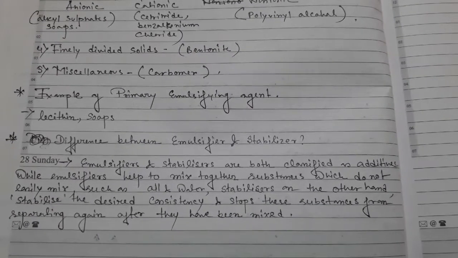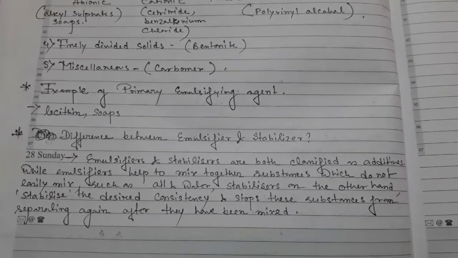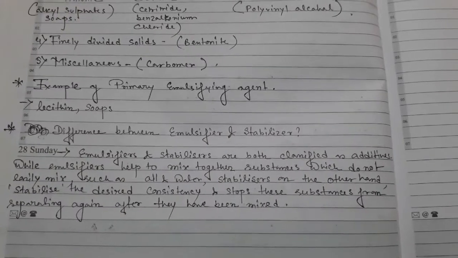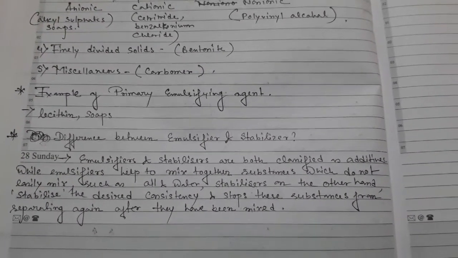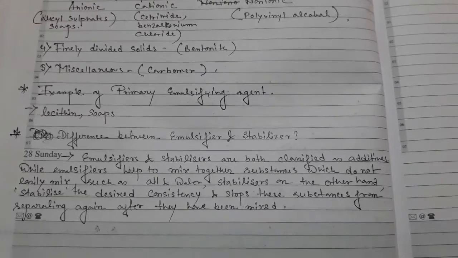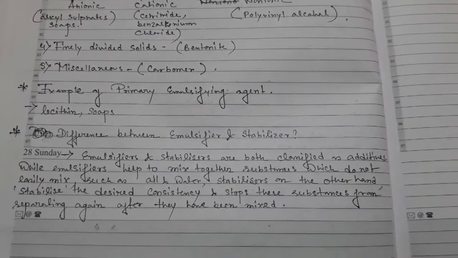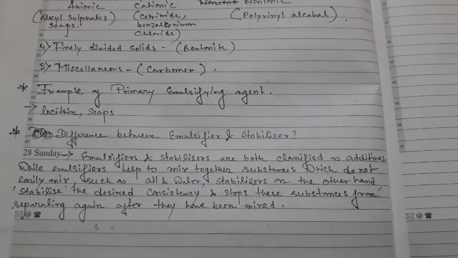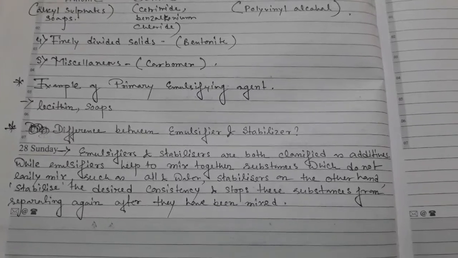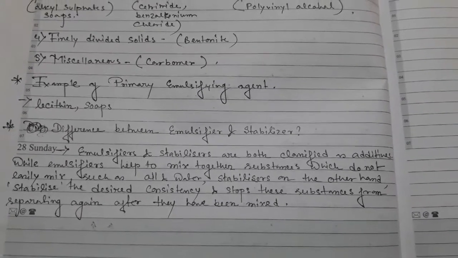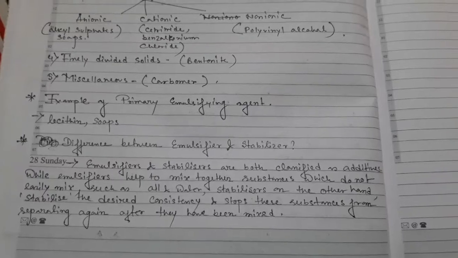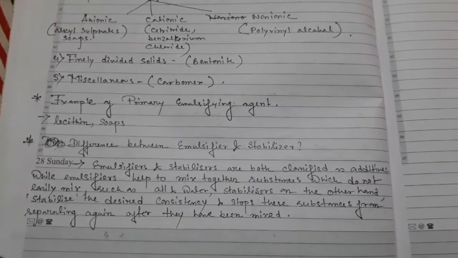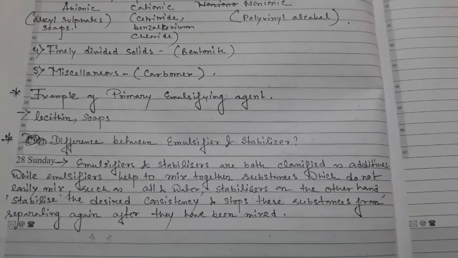And the difference between the emulsifier and stabilizer. Emulsifier and stabilizer are both classified as additives, while emulsifiers help to mix together substances which don't easily mix, such as oil and water. Stabilizer, on the other hand, is used with dessert consistency and stops the substances from separating again after they have been mixed. Okay, this is the difference between emulsifier and stabilizer.